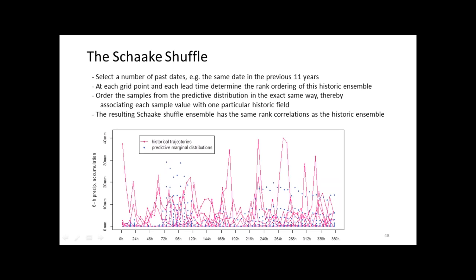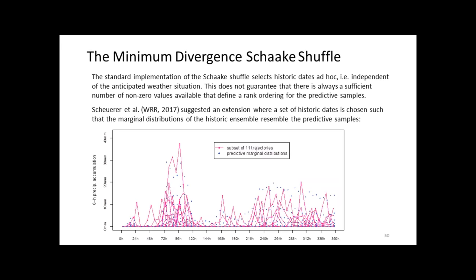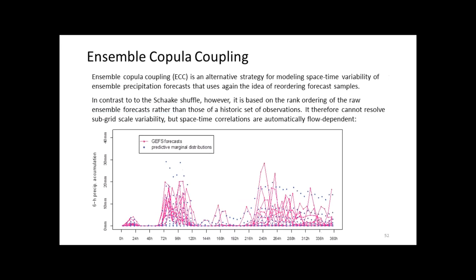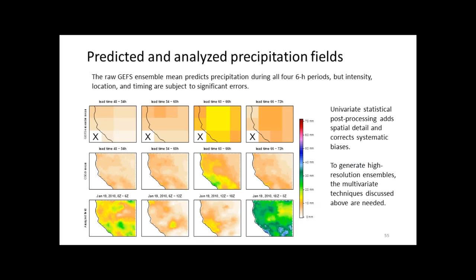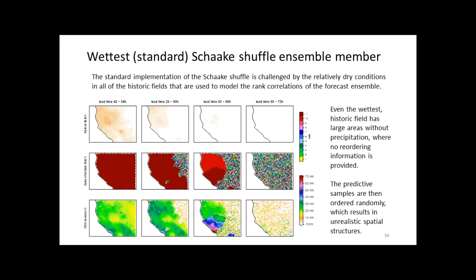There are various methods, and for lack of time, I'm just going to skip through the details. One method is using climatological information. That's called the Schaake Shuffle. Another is the focus of the second part of the work, called the Minimum Divergence Schaake Shuffle, where one does a little more careful job of selecting past draws from climatology to provide the rank order statistics that are used for connecting the dots. And then there's an idea of using the raw ensemble guidance to set the rank order statistics. I'll just show you some pictures here and show you the resulting forecasts, and then I'll conclude.